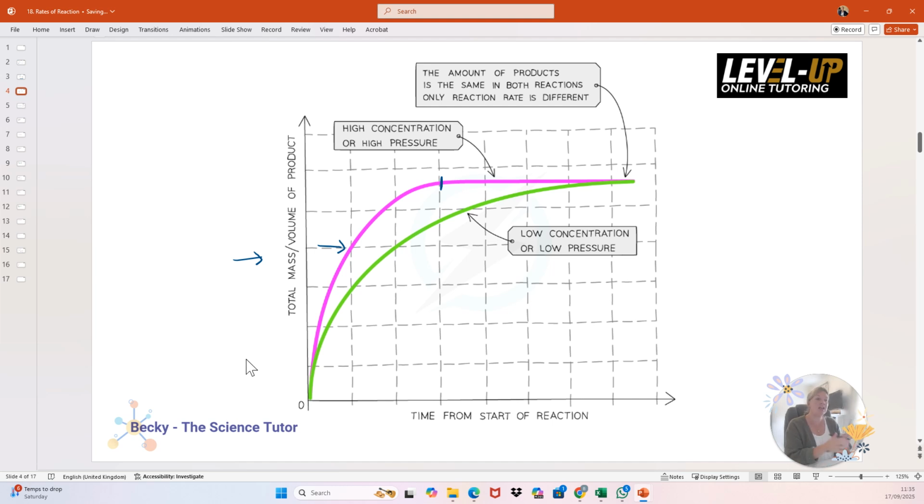Okay, now this shape of graph pretty much relates to anything, whether that's temperature or concentration. Because again, if we increase temperature, the reaction goes faster, so we get a steeper curve, still going to level off at the same point because we've still got the same amount of reactants going in. Yeah, so we can't make more product, we just make it faster.